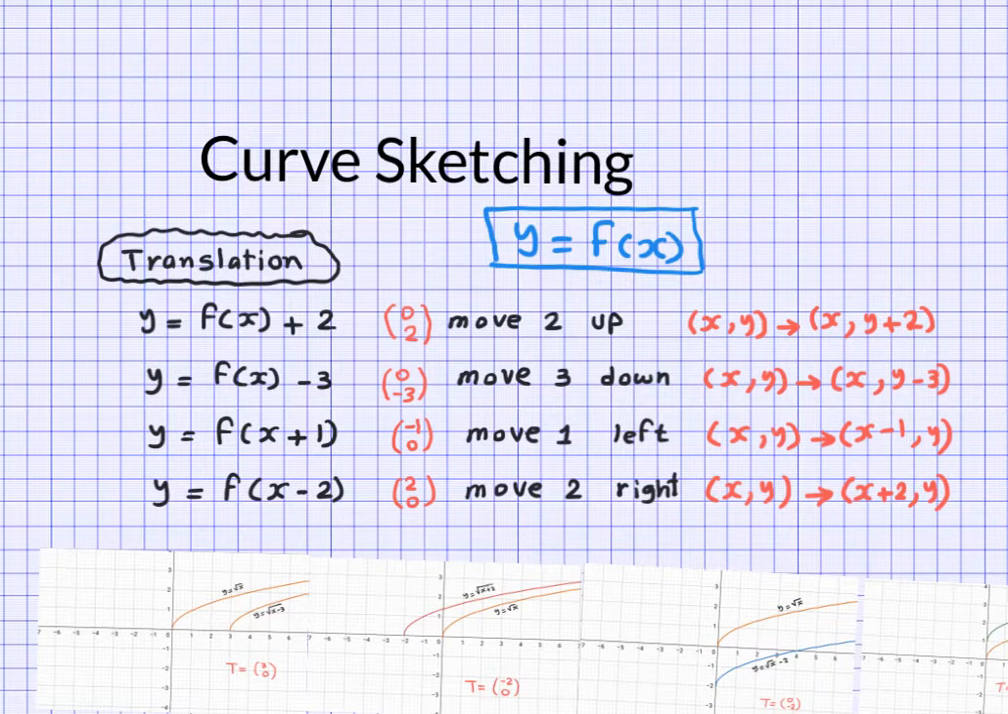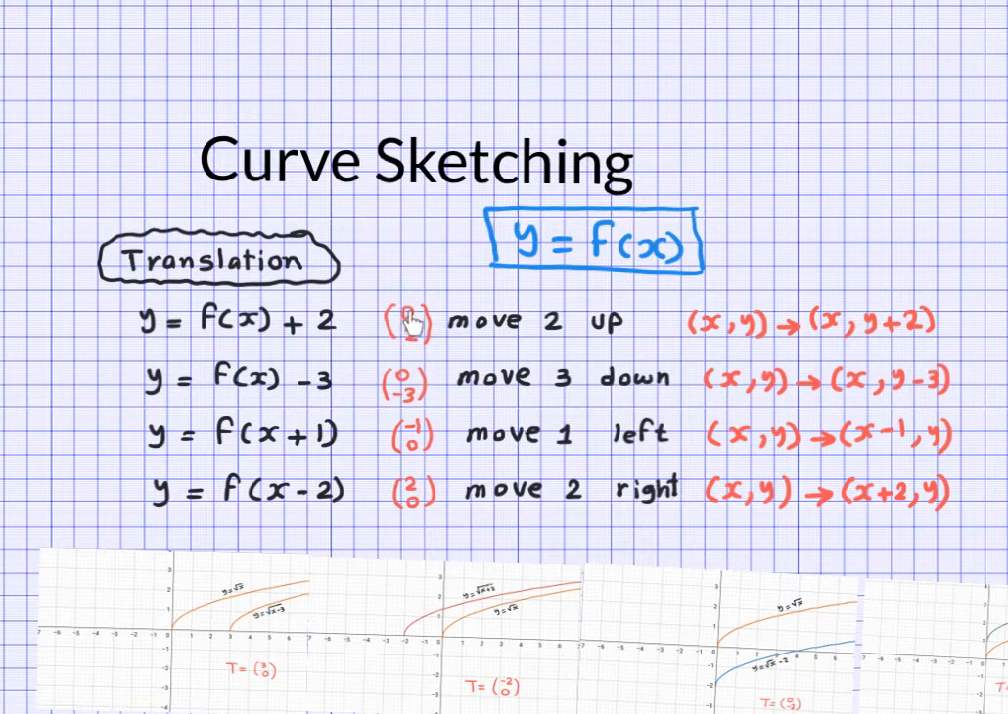If we have the function y equals f(x) and we draw this function, what about y equals f(x) plus 2? We add 2 to the function itself. So to draw this function from the original one, just draw the same curve, but move 2 units up. This means if you have point (x, y), this point will become (x, y plus 2). The y coordinates increase by 2. So we can represent this translation by the column vector (0, 2).